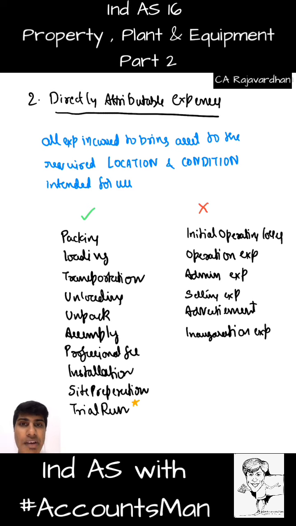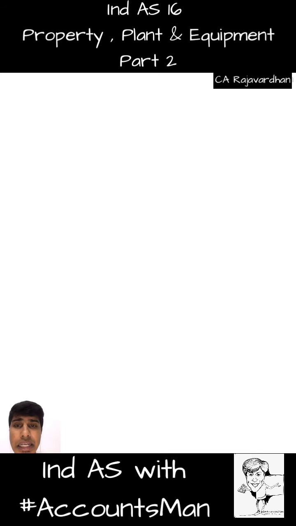I told you with regard to trial run, we'd have to discuss a little in detail. Once we discuss that, we'll be done with directly attributable expenses. So now let me take this opportunity to discuss trial run. It's a very tricky part. A lot of us get tested on this part, and there are a few questions in our ICA material also which a lot of us get confused. The answer is pretty simple.